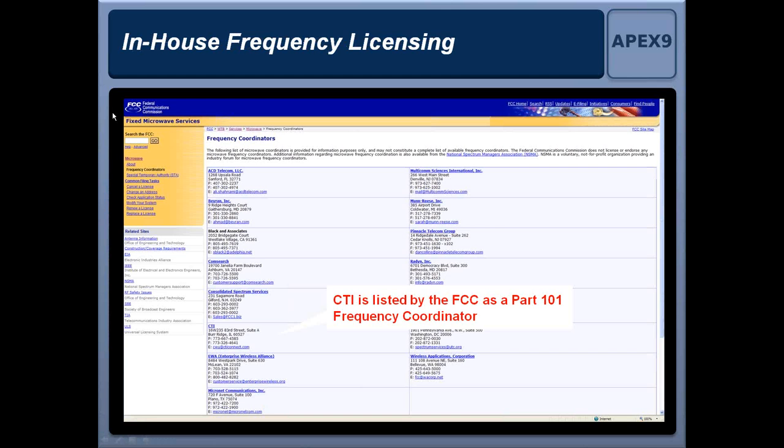Let's get into what's being offered. So first, of the manufacturers out there, we are one of the only organizations that conducts the Part 101 frequency coordination in-house. So when you purchase products from other manufacturers, they're usually using companies such as ComSearch or Micronet or Radio Dynamics. In our case, our frequency licensing is being done in-house, and that's something that is fairly unique, especially in terms of how we can coordinate the ordering and delivery of these licensed products.